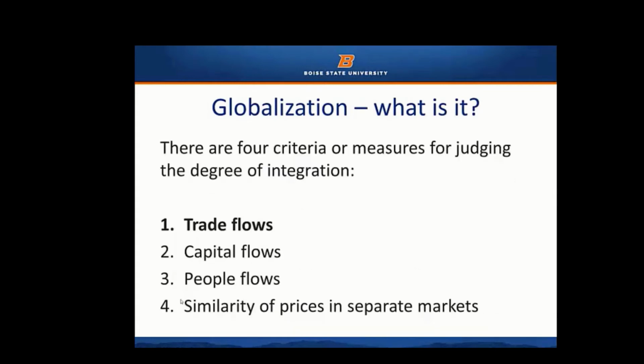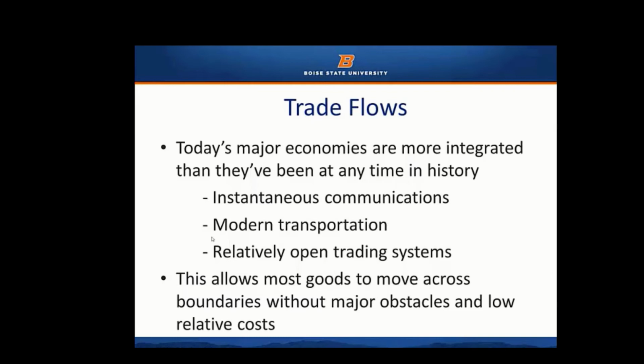So how do we know whether globalization is increasing, decreasing, or what is it? As we said, we're going to focus on trade flows and capital flows. We'll look at trade flows first. The book makes the point that economies now are more integrated than they've been at any time in history. That is true. And the reason is because there's been, over the past 150 years, an inexorable march towards increased economic integration. We've got much faster communication. We've got transportation that is much quicker and much less costly than it was before.